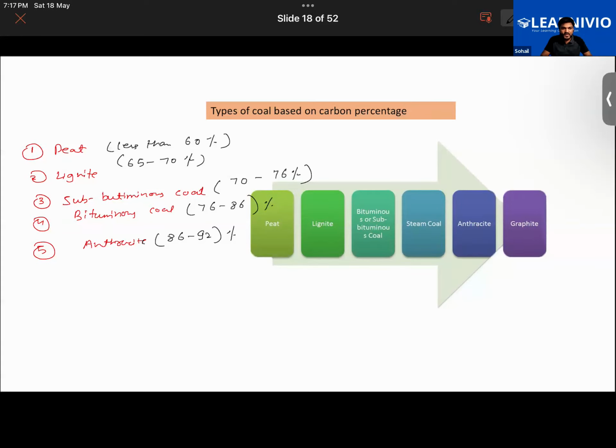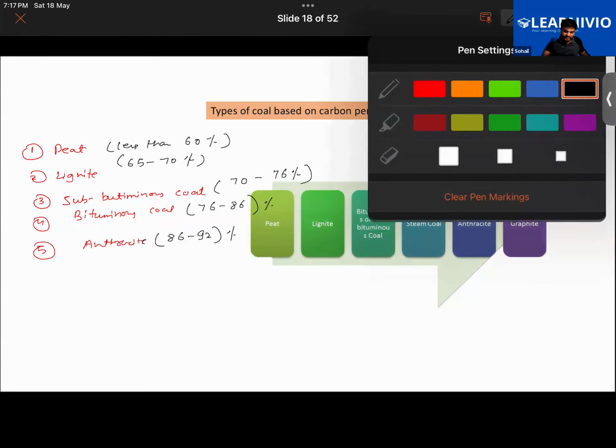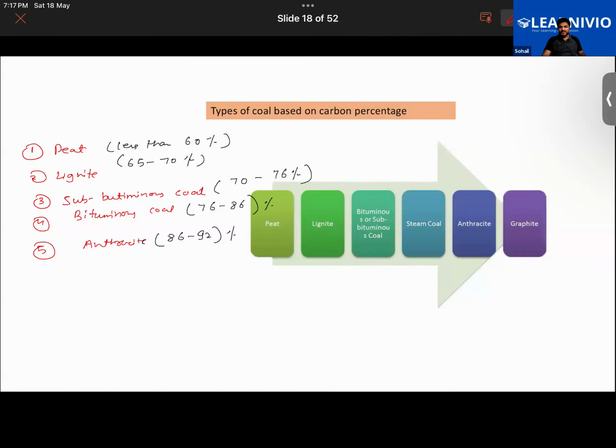So peat is the, although I'm not going to write these things, just listen to this right now, because you can understand it in that manner. There's no need to write this down. Just listen to me properly.